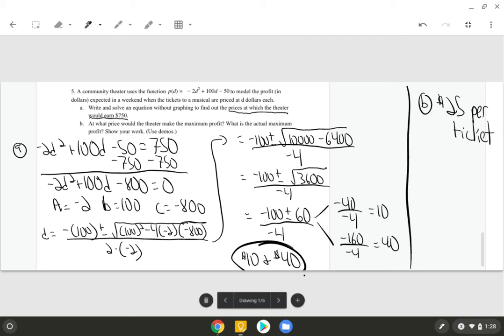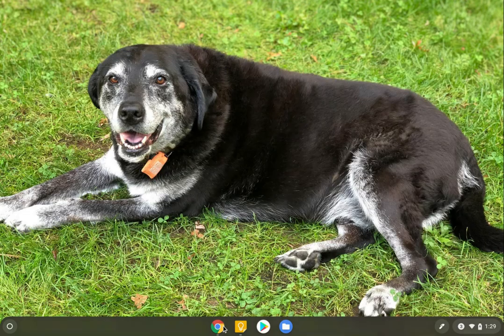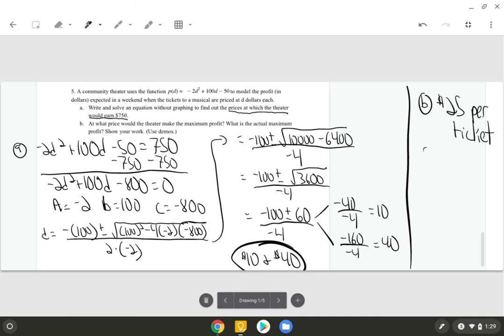And then what is the actual maximum profit? The actual maximum profit would be $1,200. So $1,200 is the max profit. And again, I just did that on Desmos.